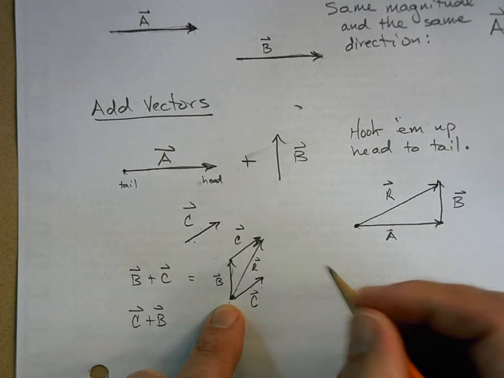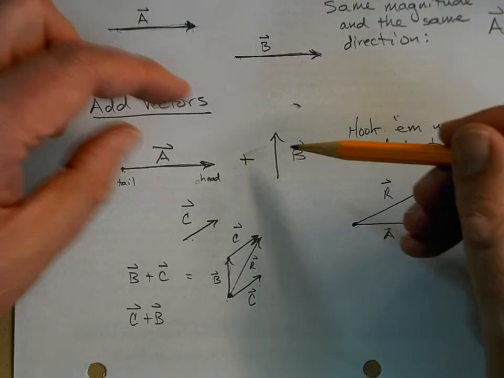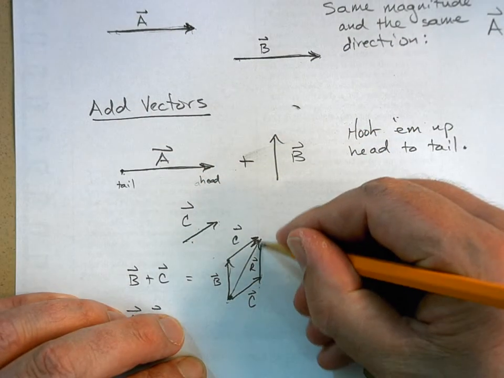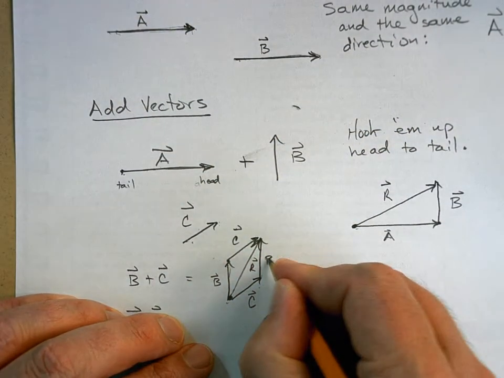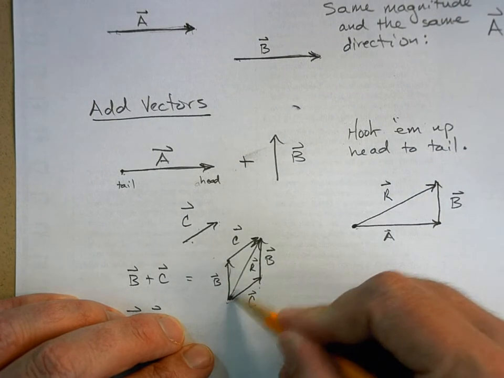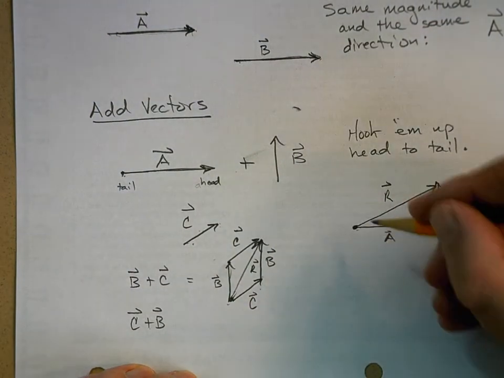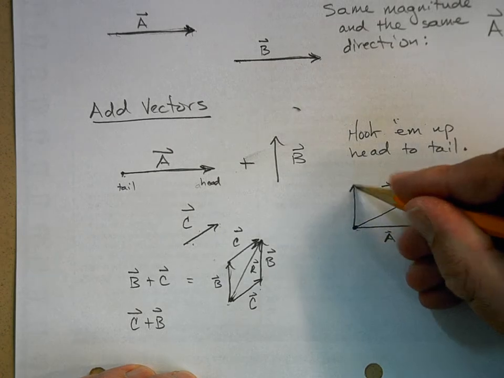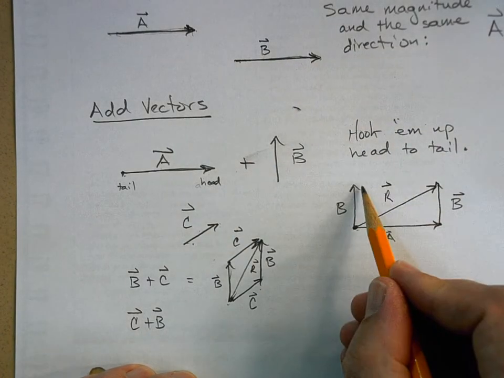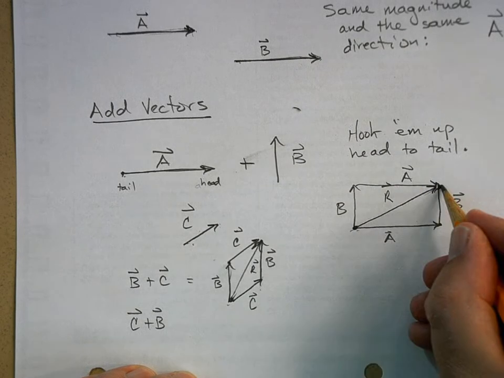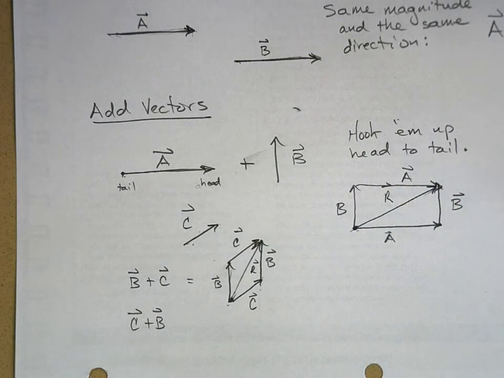There's vector C. And then I'm going to draw vector B. And notice that I get to the same place. I mean, I could do this over here too. I could go B plus A, and I get to the same result. I have the same resultant vector.